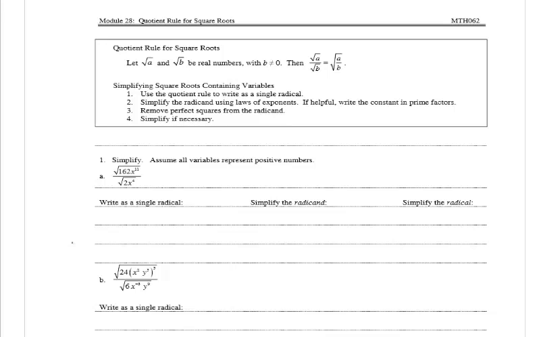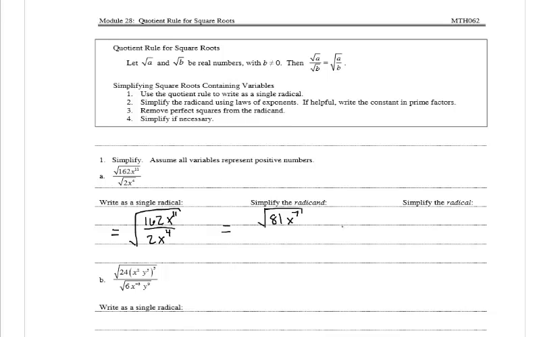A is the square root of 162 x to the 11th divided by the square root of 2x to the 4th. If we want to write this as a single radical, it's equal to the square root of 162 x to the 11th divided by 2x to the 4th. Now it wants us to simplify the radicand. 162 divided by 2 is 81, so we have the square root of 81, and x to the 11th divided by x to the 4th is x to the 7th.